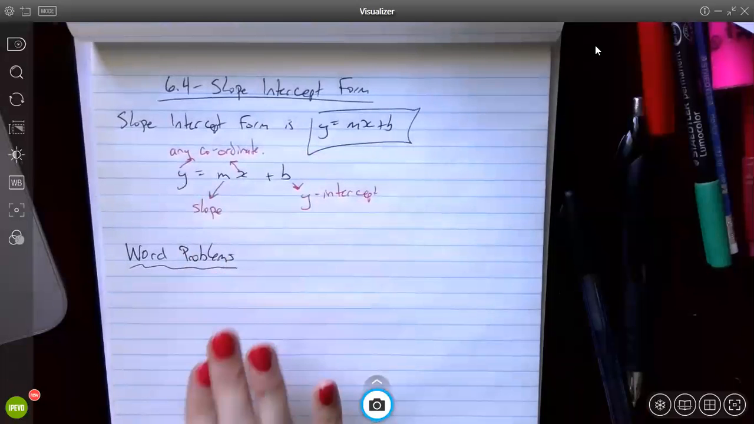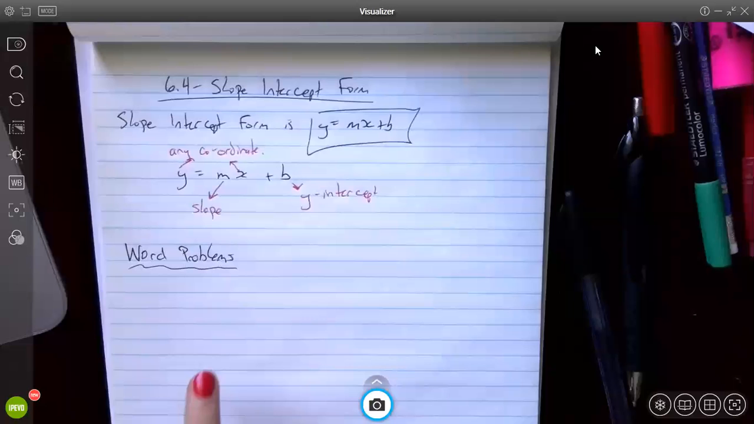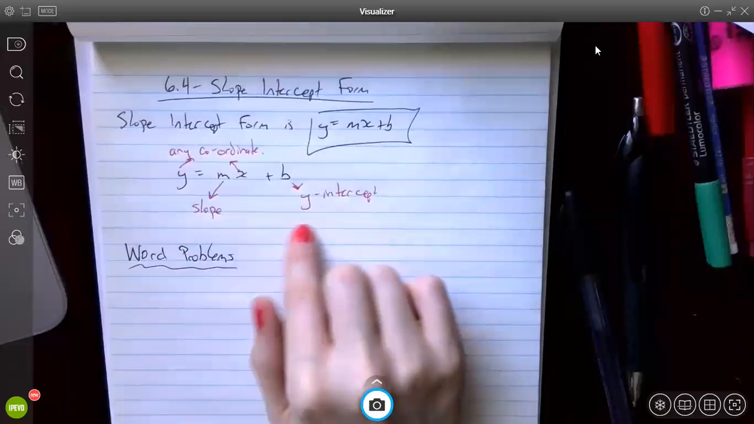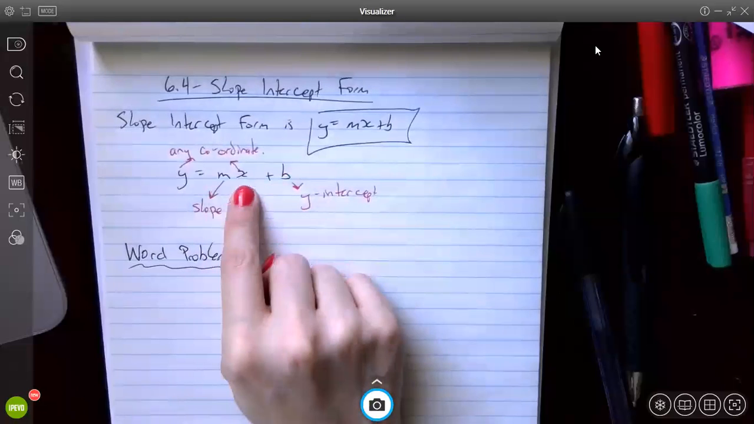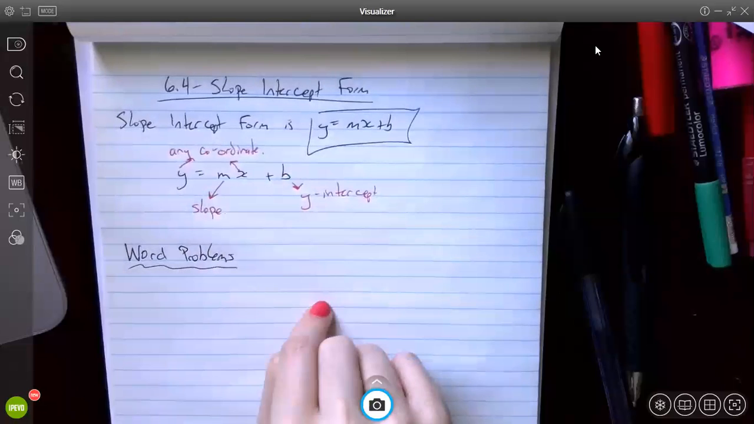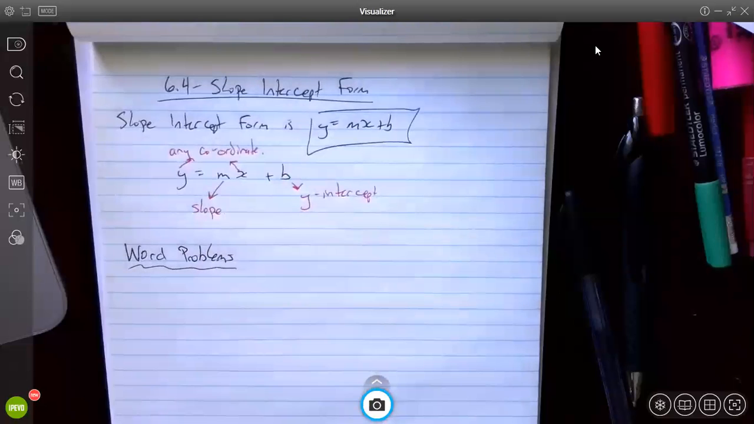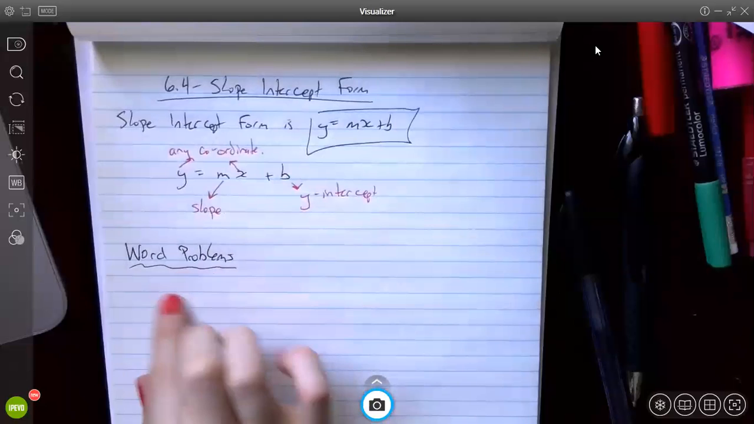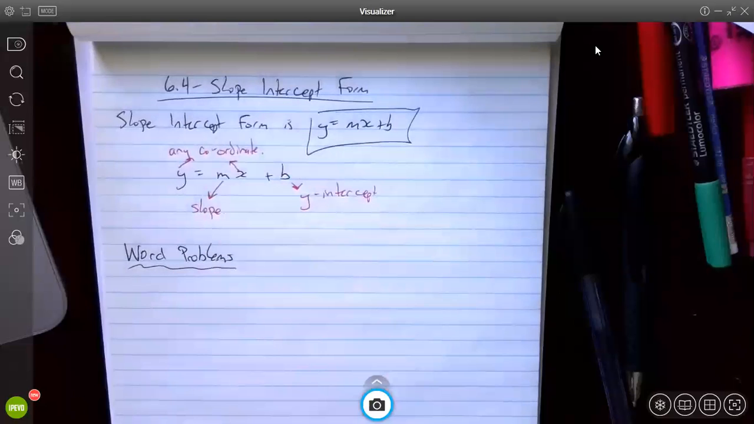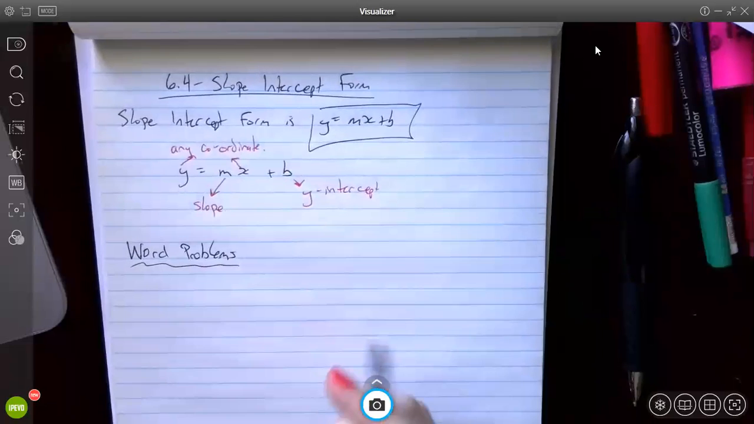We've already looked at how to graph using y equals mx plus b, where you just plot the y-intercept and then use the slope as your rise over run to move away from your y-intercept. We've also already looked at word problems, but we're going to do another example today just because it's one of the things that people tend to struggle with the most. So yeah, let's do a word problem.